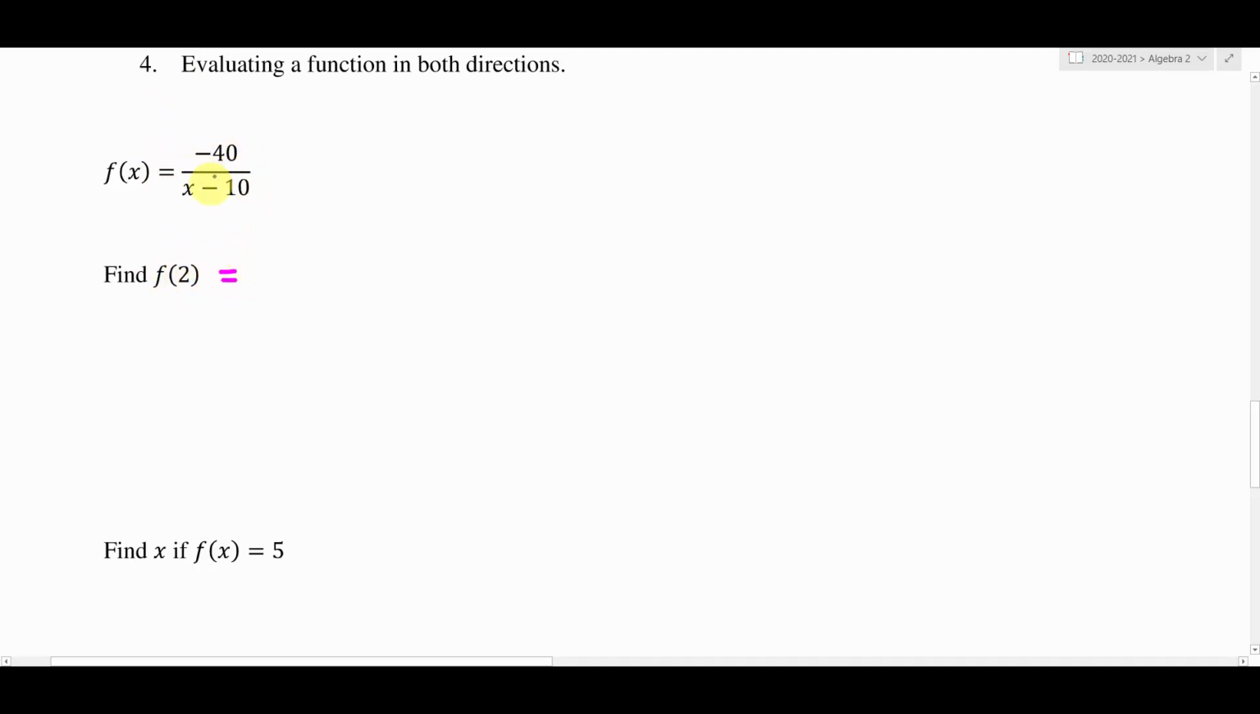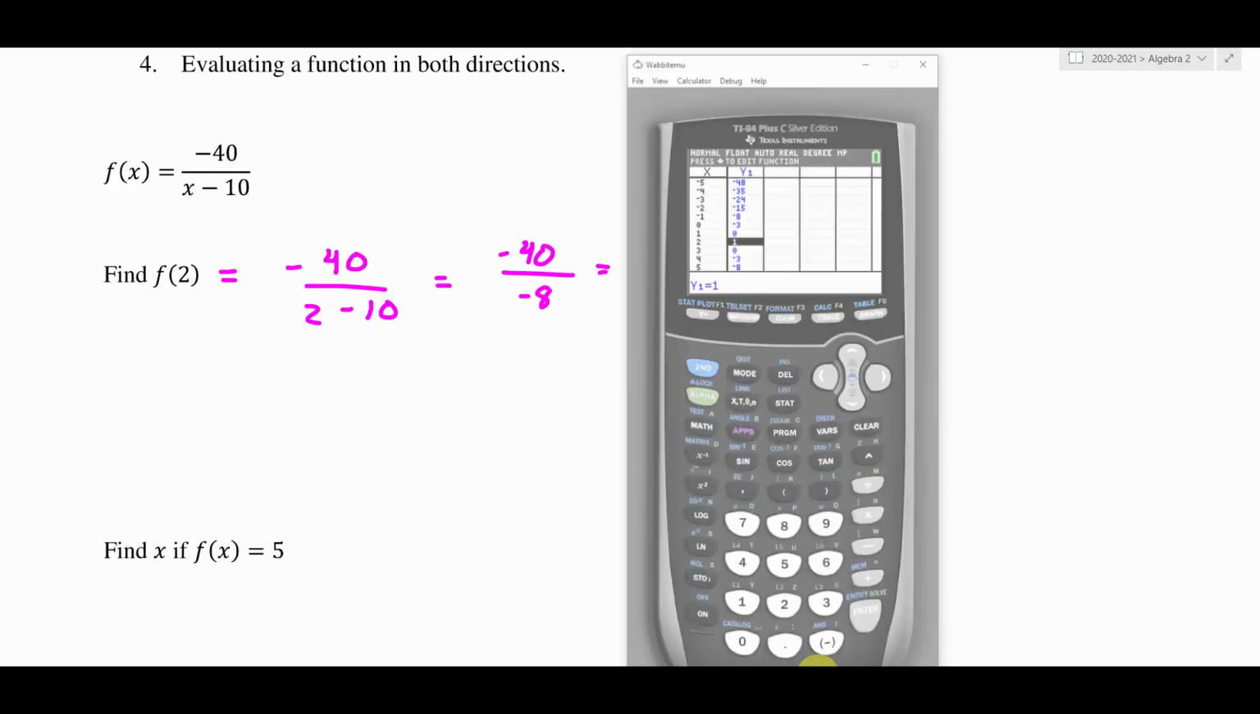So I'm going to go to my function, and wherever I see an x, I'm going to replace it with a 2. So I have negative 40 divided by 2 minus 10. That x got replaced. Then I'm going to go through and make sure I do everything in the correct order. The negative 40 is going to stay for right now. I'm going to do 2 minus 10, which is negative 8.